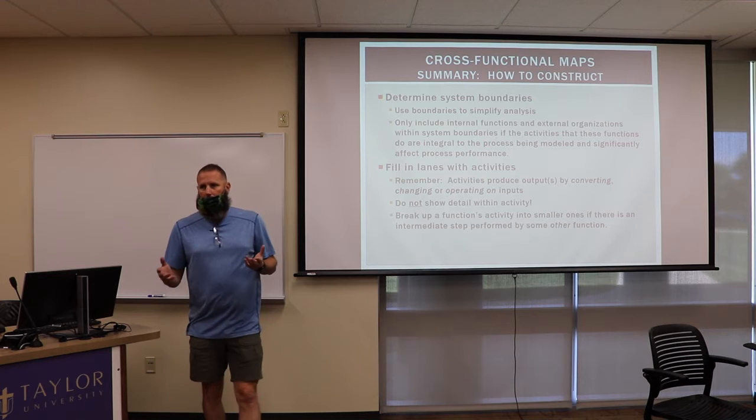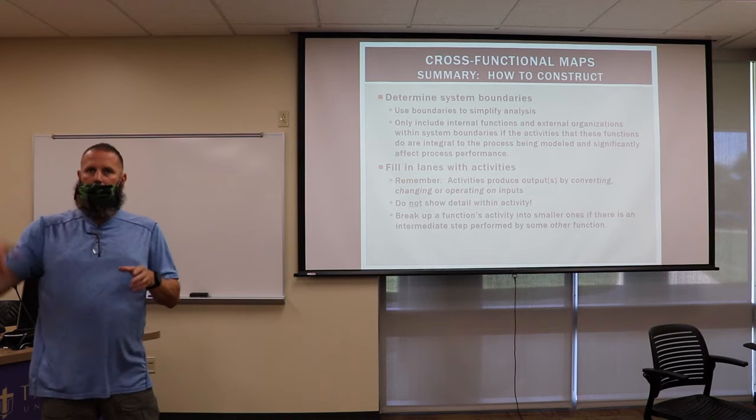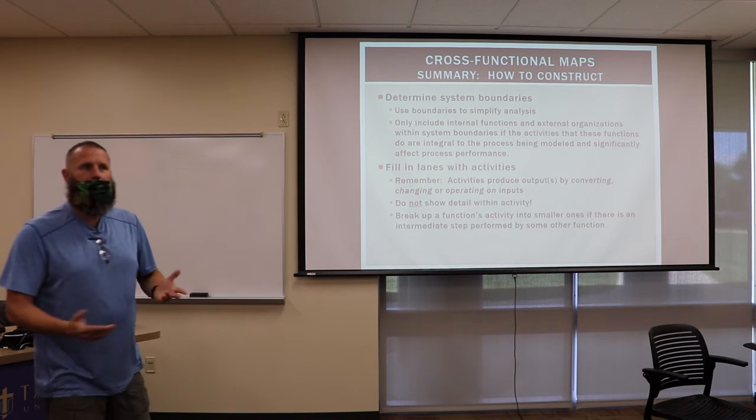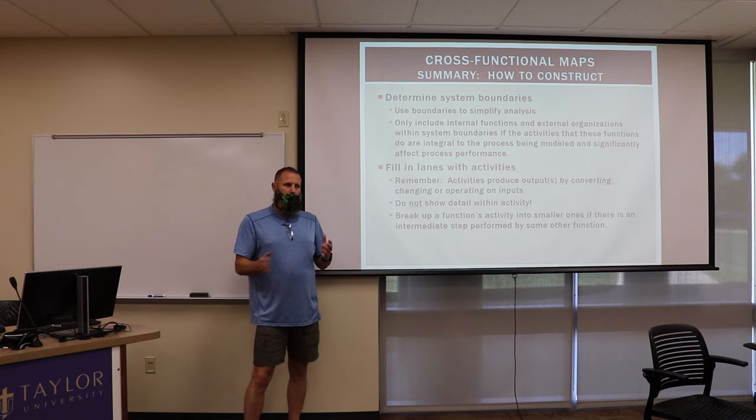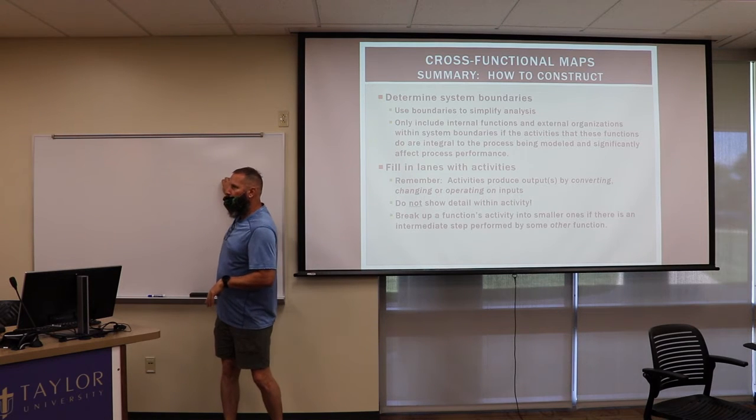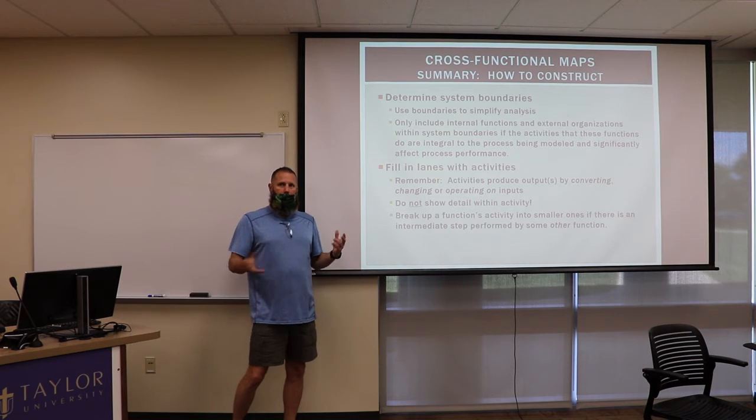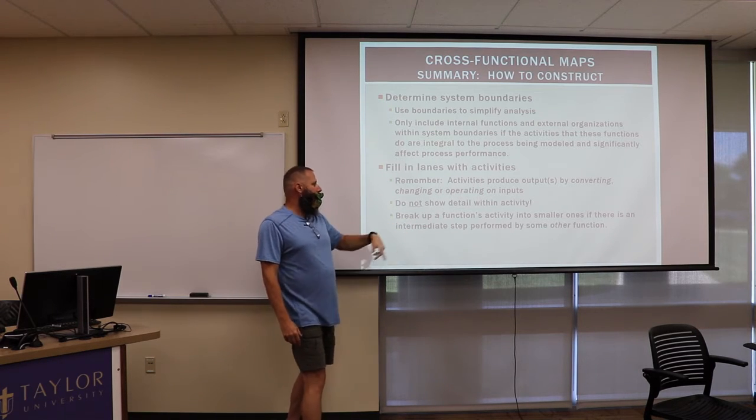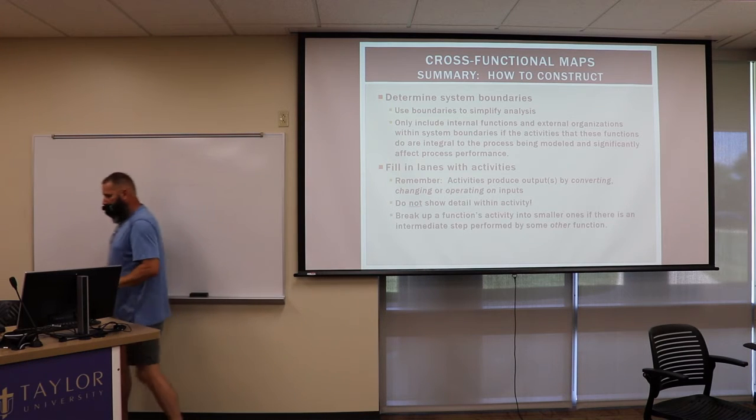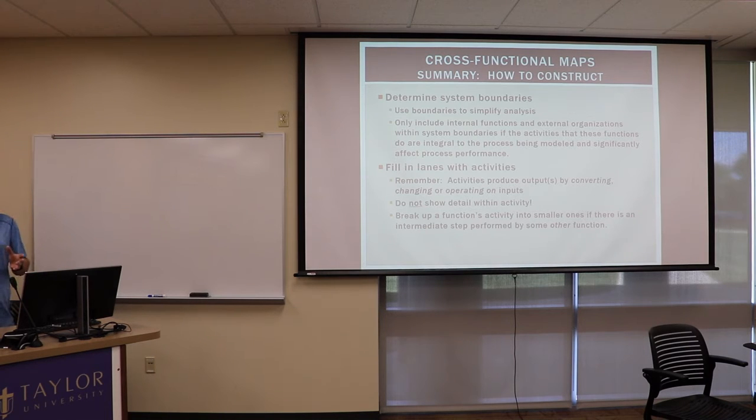Back in, I don't remember which lecture it was, I threw up the counterinsurgency little sheet that had all the stuff everywhere. Too much detail. We want to give enough detail so that people can understand the logical responsibility for a business area, the processes going on in there, and even the flow of stuff through those processes. But we don't want to create extra detail. And then break up functional activities into smaller ones if there's an intermediate step performed by other functions. Again, we're trying to give enough detail so that people can understand what's going on there and the flow of stuff through the processes.